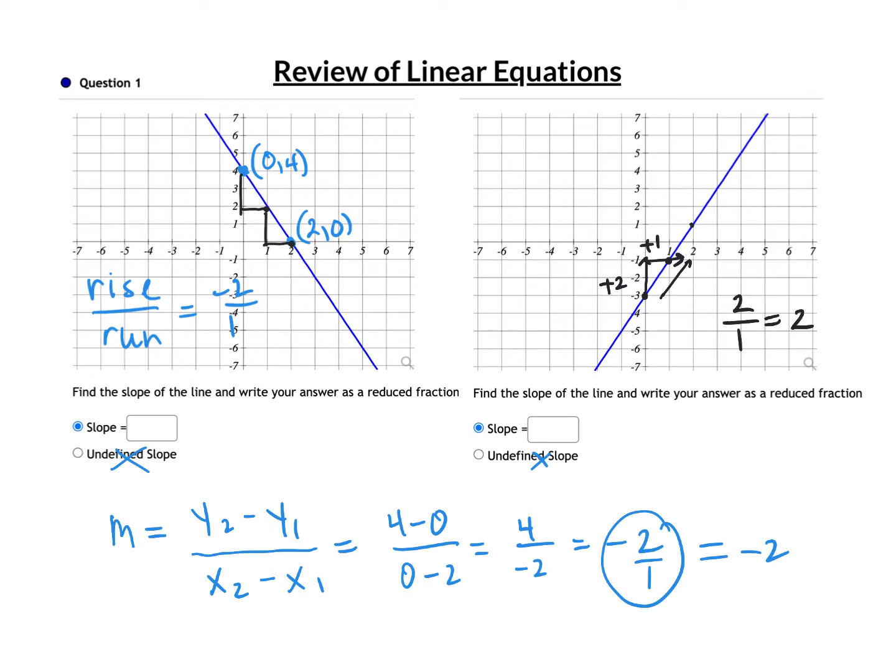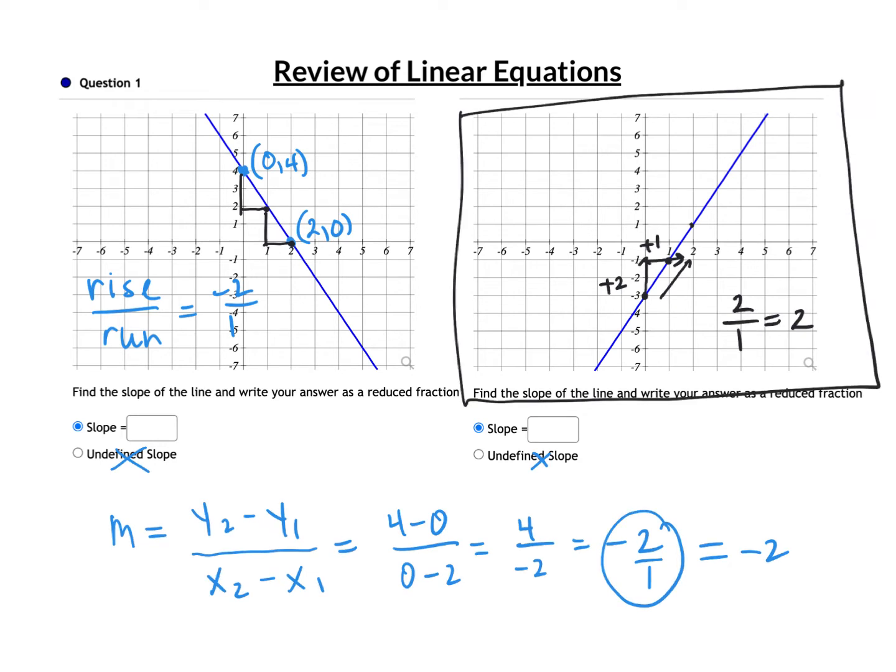Notice that this example on the right has positive slope. The line goes up and to the right. And the example on the left has negative slope because it goes to the right and down.